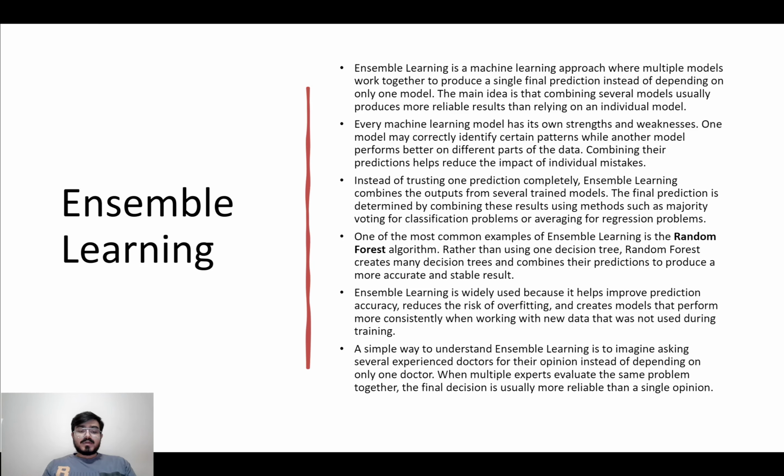A simple way to understand this concept is to imagine asking several experienced doctors to diagnose the same patient. Each doctor has different knowledge and experience. If all of them discuss the case together before making a final decision, that decision is often more reliable than depending on only one doctor's opinion. Machine learning works in a similar way. Instead of depending on one model, several models work together to make a stronger and more reliable prediction.